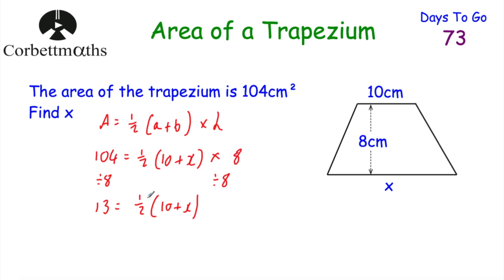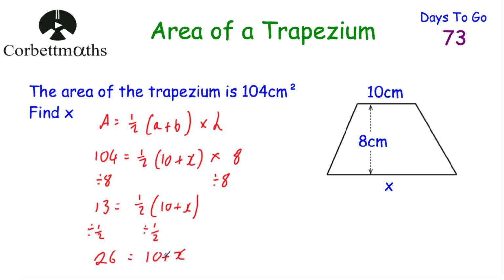So we've got this. Now we don't want this multiplied by half, so we're going to divide by half and divide by half. So 13 divided by half, well, how many halves go into 13? That'd be 26. On the right hand side, we divide by half to get rid of the multiply by half, so we're just left with 10 plus x.